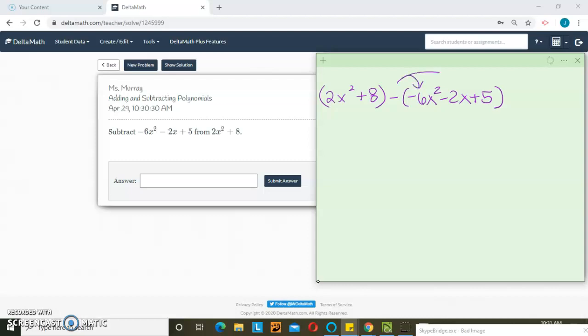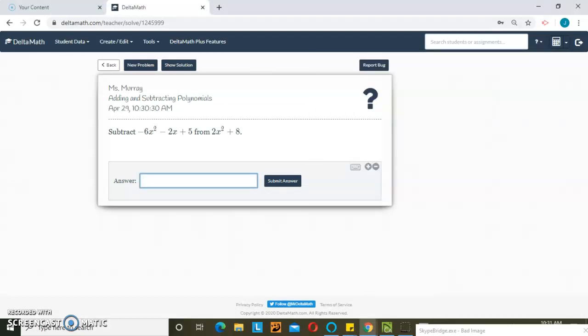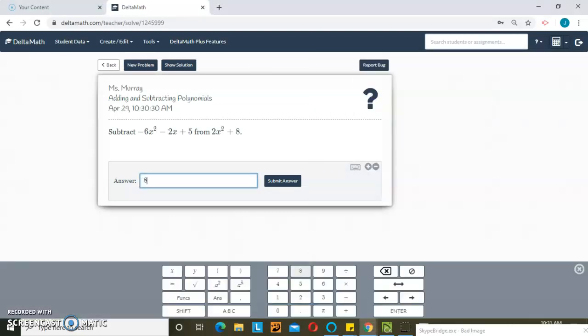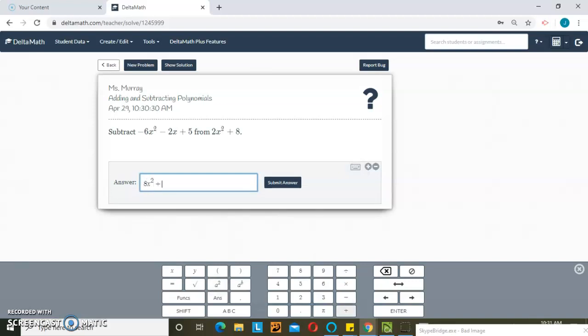So I distribute my negative, which is going to change all of my signs. Positive 6x squared, positive 2x, negative 5. Now I can combine like terms, 8x squared. I don't have anything to go with my positive 2x, and then 8 and a negative 5 is a positive 3. So 8x squared plus 2x plus 3.